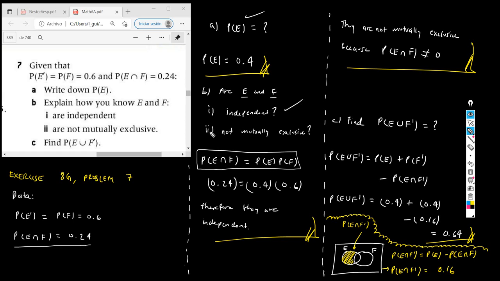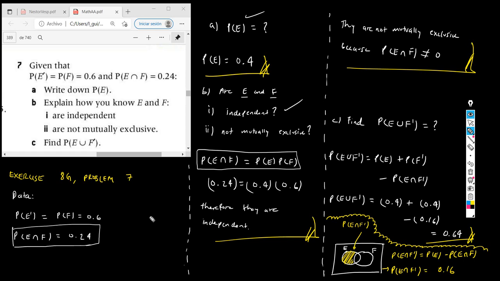Now the second option. Explain how you know that E and F are not mutually exclusive. How can I know that? Well, they are not mutually exclusive because the probability of the intersection is different than zero. Once again, according to this, the probability of the intersection is different than zero.